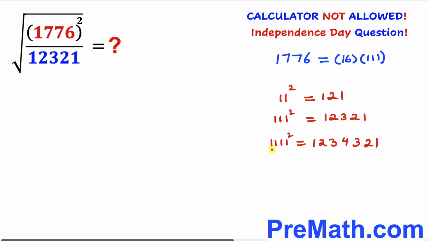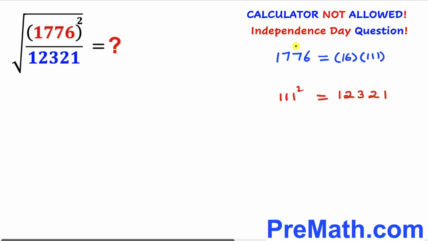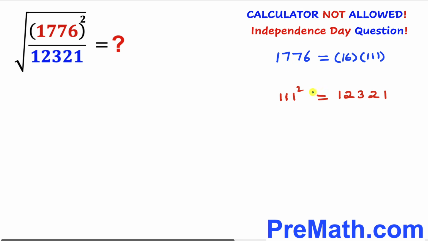In other words, we got these 4 digits, so the middle number is going to be 4. Then we go 1, 2, 3, 4 and then backward 3, 2, 1. Therefore, our year 1776 could be broken down to 16 times 111, and likewise 111 square could be written as 12,321. As you can see in the denominator, we got 12,321.